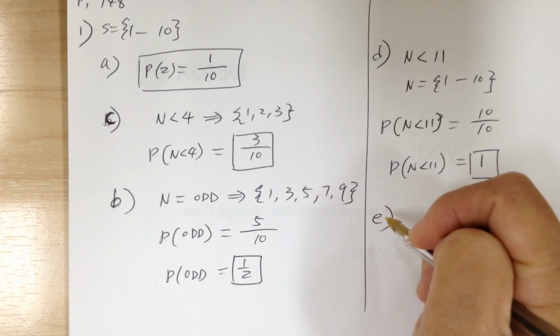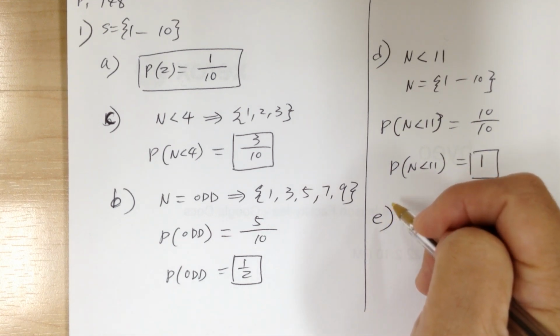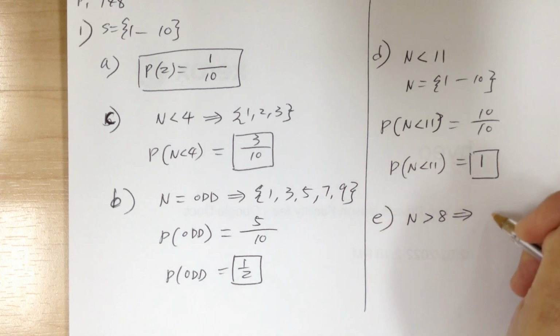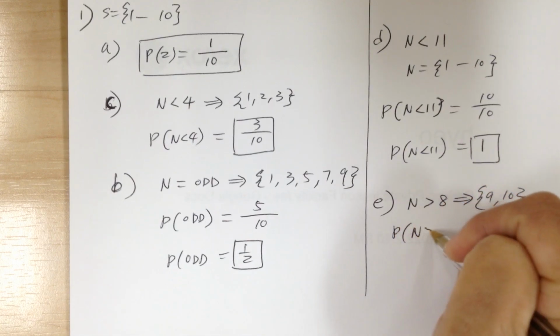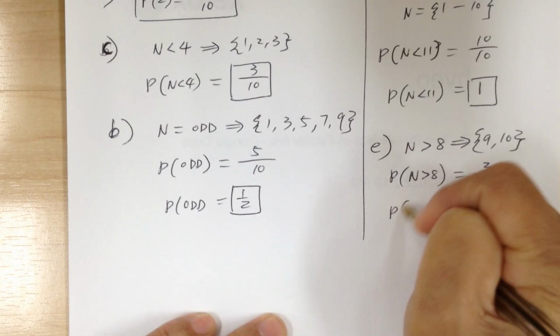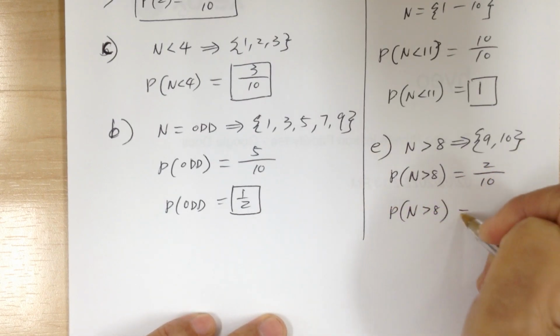So a probability of 1 means it's guaranteed it will happen. And you go to E, it's greater than 8. So the number is greater than 8. That means it's going to be 9 or 10, right? So the probability of a number greater than 8 is equal to 2 numbers out of 10. So the probability of a number greater than 8 equals 1 out of 5.